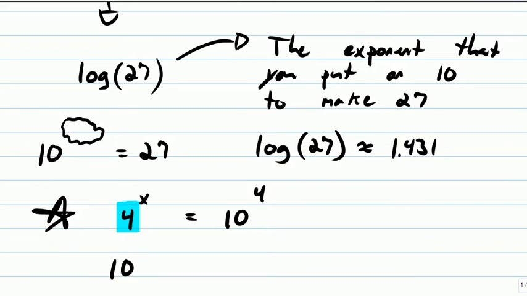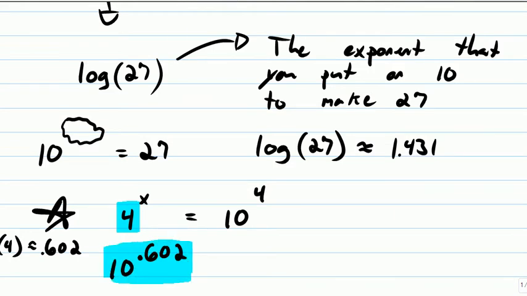So let's say, I'm going to grab my calculator. Log of 4 is approximately 0.602. Okay, so 10 to the 0.602, that's 4. Now, we had 4 to the x, so we have 10 to the 0.602 now to the x, right? The 10 to the 0.602 replaced 4. And that equals 10 to the 4th.